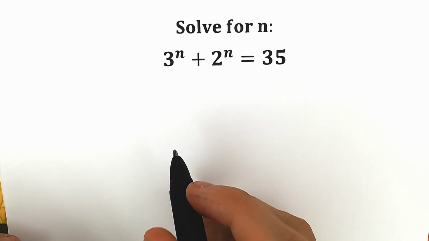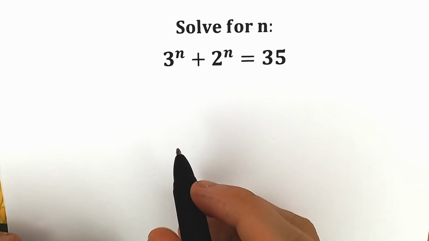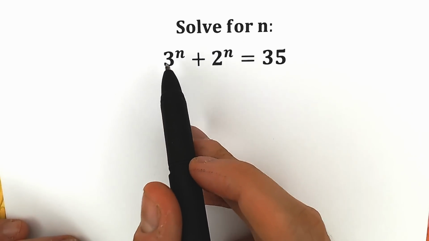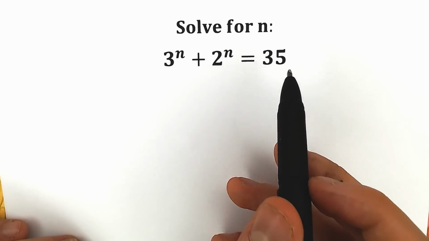Hi, I'm Mathematics. Today we have a really interesting exponential equation from an entrance examination. We have 3 to the power n plus 2 to the power n equal to 35.